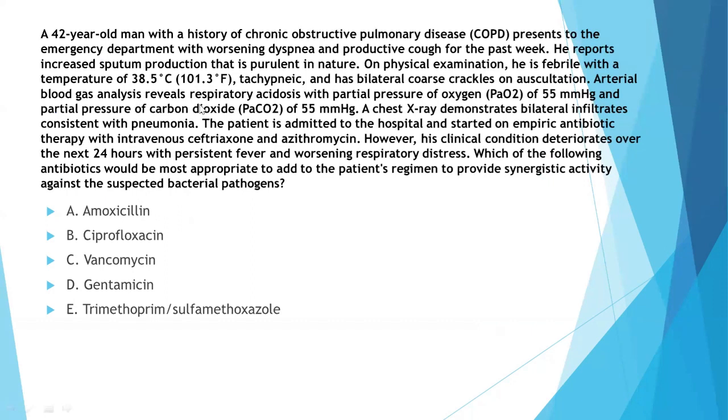Arterial blood gas analysis reveals respiratory acidosis with partial pressure of oxygen PaO2 of 55 and partial pressure of carbon dioxide PaCO2 of 55. A chest X-ray demonstrates bilateral infiltrates consistent with pneumonia. The patient is admitted to the hospital and is started on empiric antibiotic therapy with IV ceftriaxone and azithromycin. However, his clinical condition deteriorates over the next 24 hours with persistent fever and worsening respiratory distress. Now, which of the following antibiotics will be most appropriate to add to the patient's regimen to provide synergistic activity against the suspected bacterial pathogens? Amoxicillin, ciprofloxacin, vancomycin, gentamicin, or TMP-SMX?